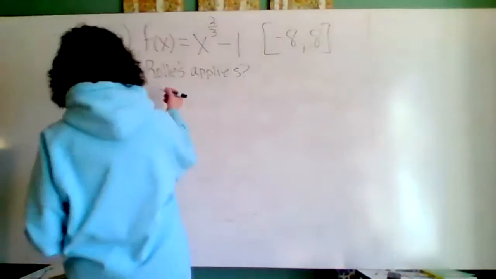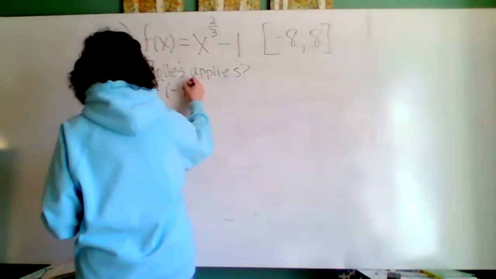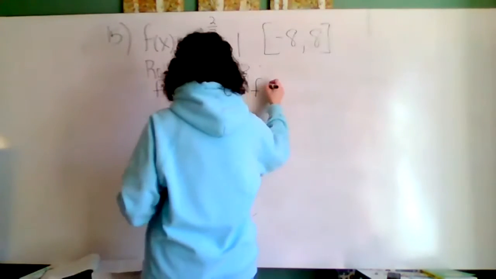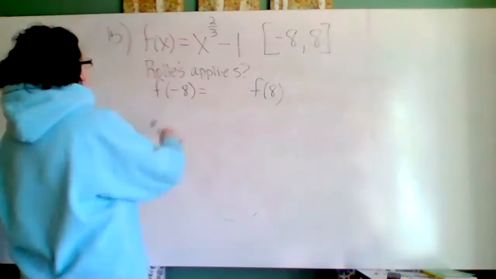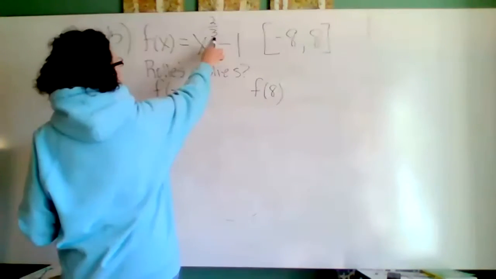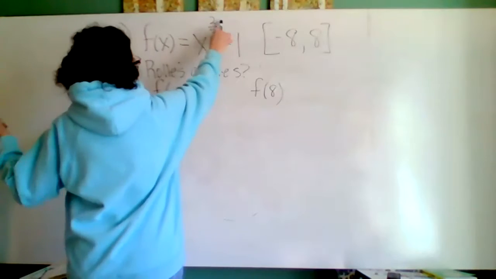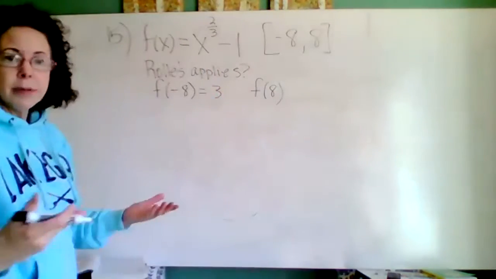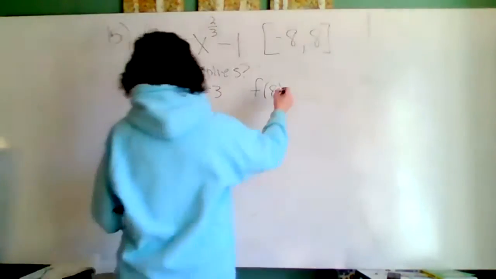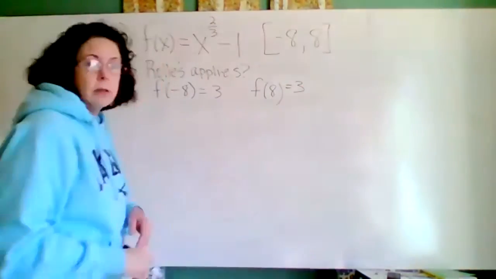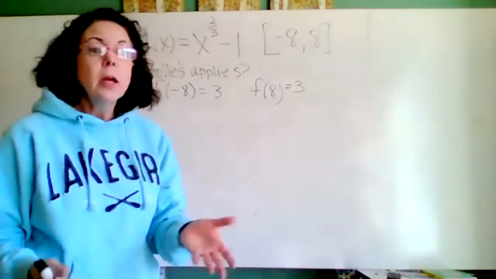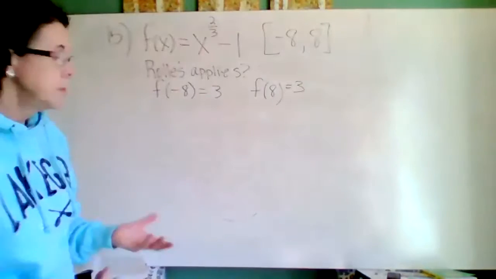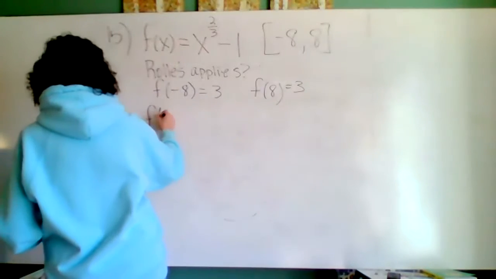Let's see if f of a equals f of b. Notice that it does, because when you put in a -8, the cube root is -2, squared is 4, -1 is 3. Notice when you put in 8, right, because of the squaring, you get the same output. Is that okay so far? Okay, so I think that Rolle's theorem applies. So I'm going to go ahead and take the derivative.